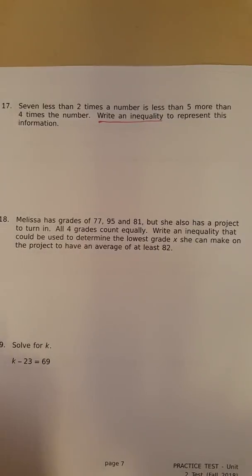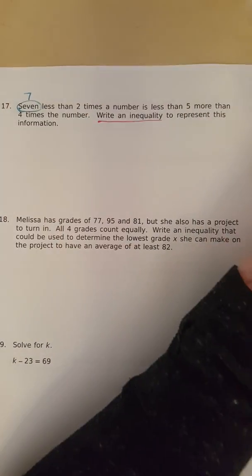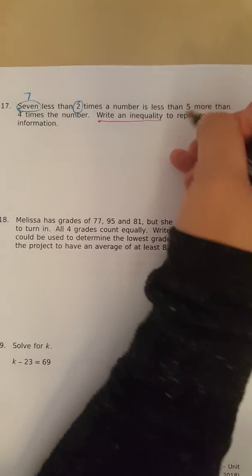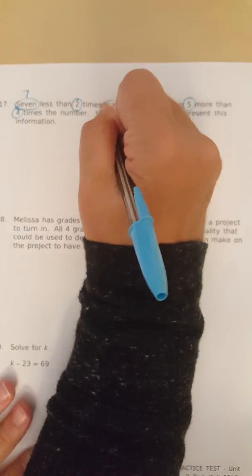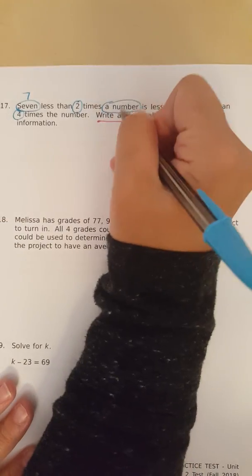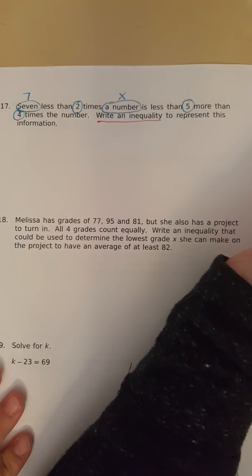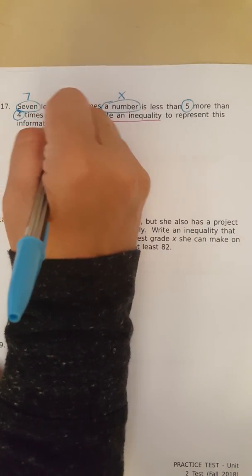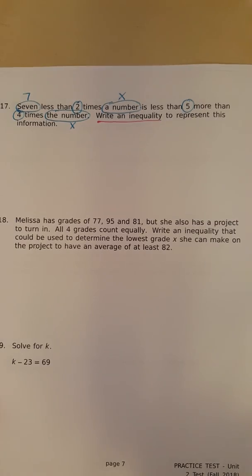So I'm going to circle my key numbers. 7, even though it's written as a word, you got that as a number, is less than 2 times the number, is less than 5 more than 4 times the number. Now, remember, whenever it says a number, that's where we have our variable. So in this problem, I'm going to use x as my variable. So x is my mystery number. And it actually says it twice. Here it says the number. It's referring back to that same one. So there's all our important numbers or variables.